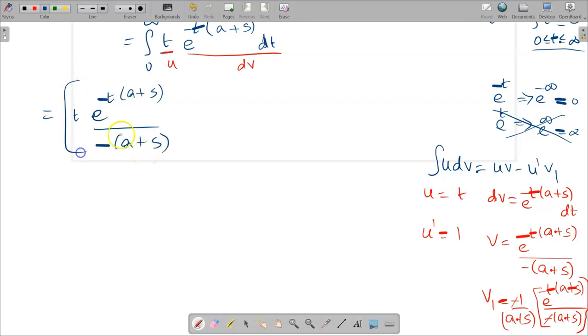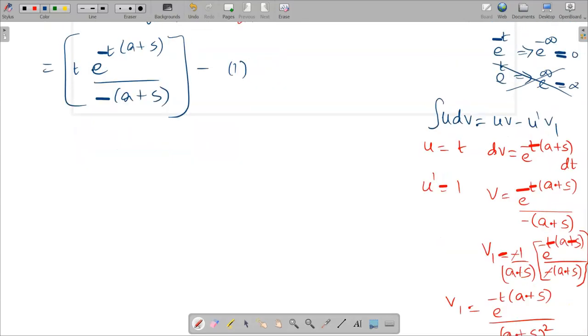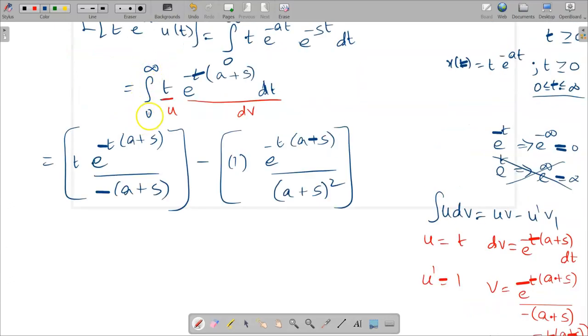So uv you have written. Then what is u dash? u dash is 1. What is v1? v1 just now we have determined like this: e power minus t a plus s divided by a plus s the whole square. This is v1. Since in the integral you have limits 0 to infinity, after the integration just substitute your limits like this.